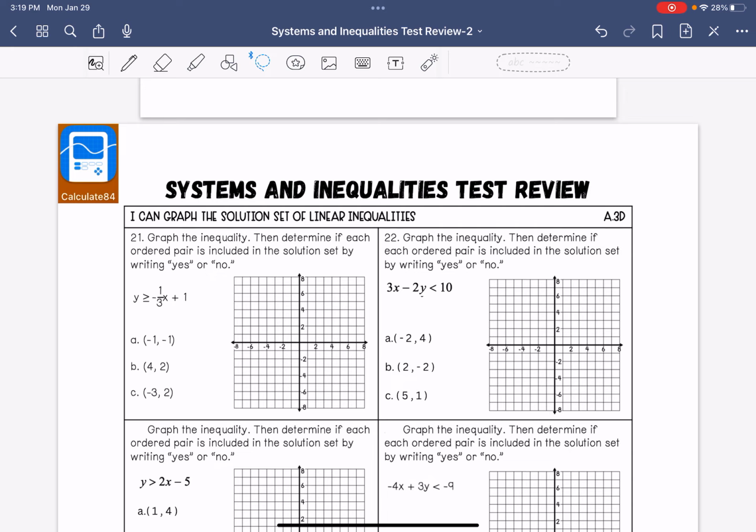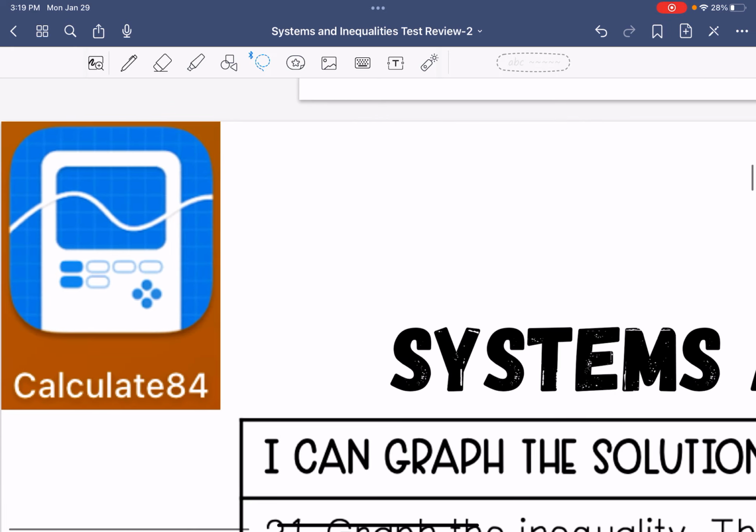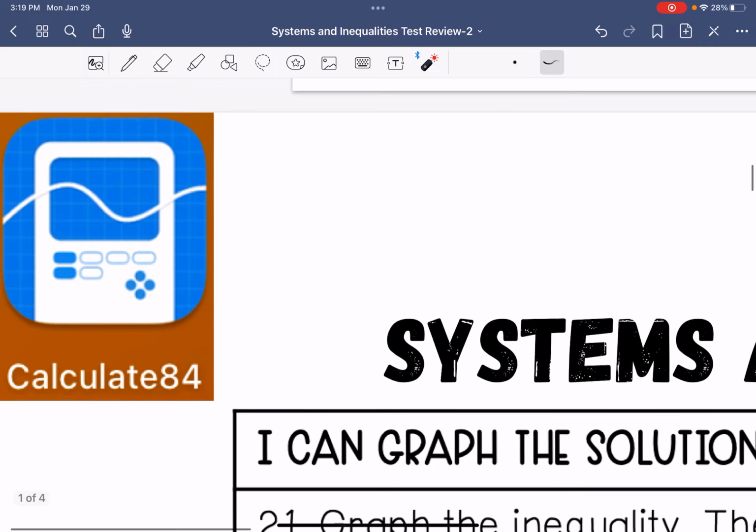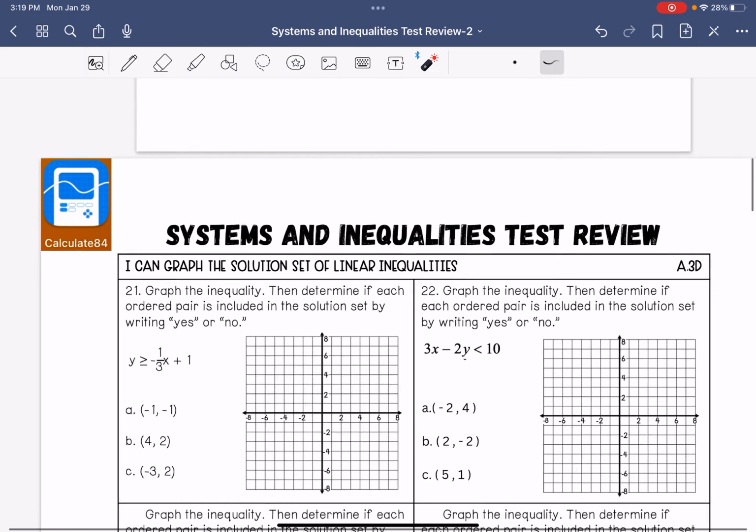The first thing you're going to want to do before even getting started on the review is go ahead and download a calculator app. There are plenty of them on the App Store, also on Google Play. You're just going to want to search TI-84 on the App Store or Google Play. The one I like is this one, Calculate 84, unless you have a calculator at home, but I would use this. All right, let's get started.